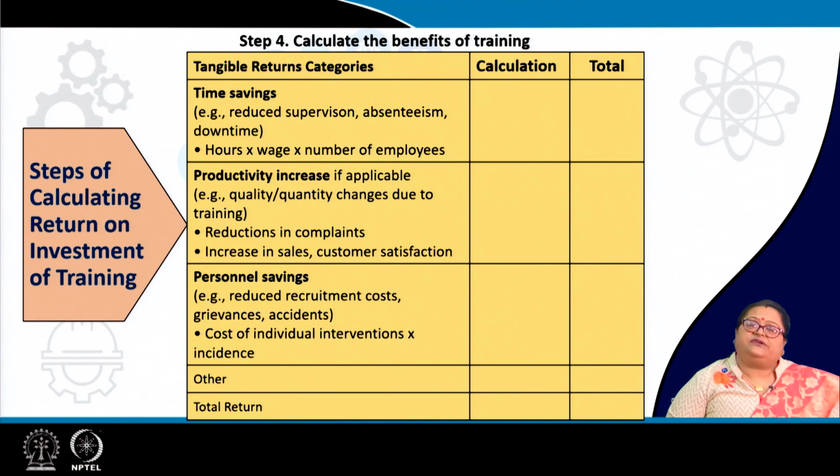Calculate the benefits of training, in which the tangible returns categories are time savings, for example reduced supervision, absenteeism, which is hours times wage times number of employees; productivity increase, if applicable, for example quality or quantity changes due to training, which is reductions in complaints, increase in sales, customer satisfaction; personnel savings like reduced recruitment costs, grievances, accidents, cost of individual interventions multiplied by the incidents, and others, leading to the total return.